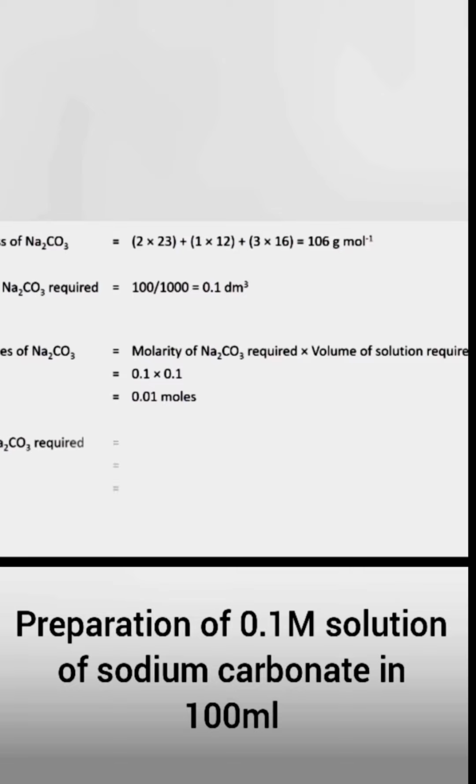The mass of sodium carbonate required can be found by this formula. Mass of sodium carbonate equals number of moles of sodium carbonate times molar mass of sodium carbonate, which was calculated earlier. The mass of sodium carbonate required, therefore, comes out to be 1.06 grams.